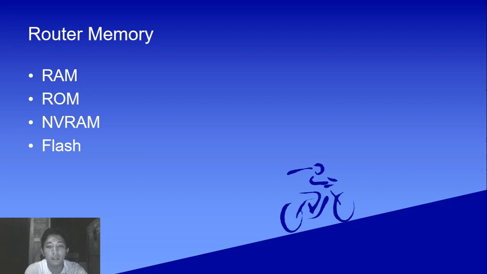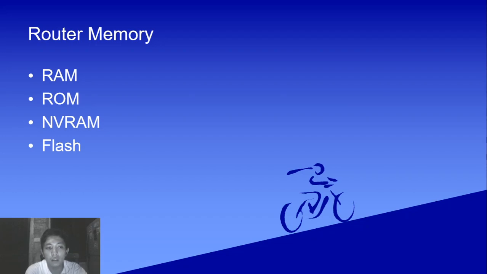Then the next one is the ROM. This non-volatile memory is used to store crucial operational instructions and a limited IOS. Specifically, ROM is firmware embedded in an integrated circuit inside the router, which can only be altered by Cisco.